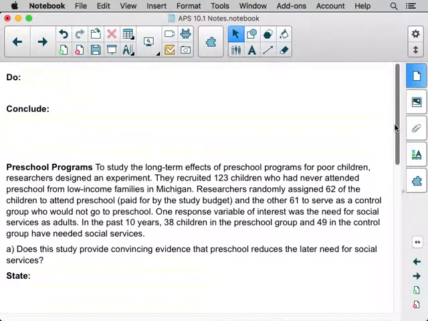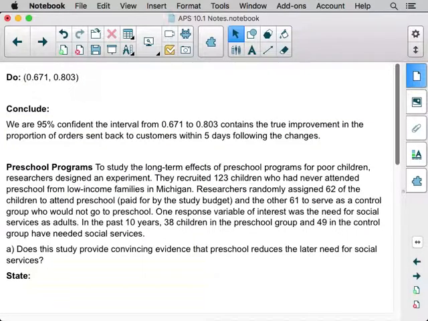How do we conclude for an interval? We are 95% confident that the interval contains a true, and then isn't this just copy paste from their prompt, right? So for your sake right now, what I'd say is just get it started and then do a little dot, dot, dot. Yeah. Because I trust you know how to do the rest when you need to. All right.